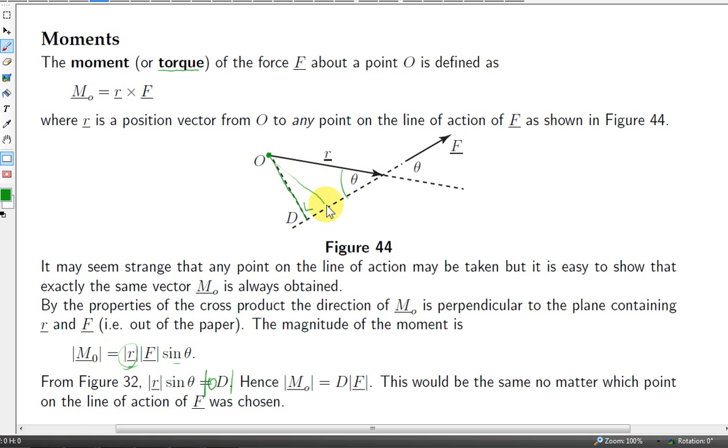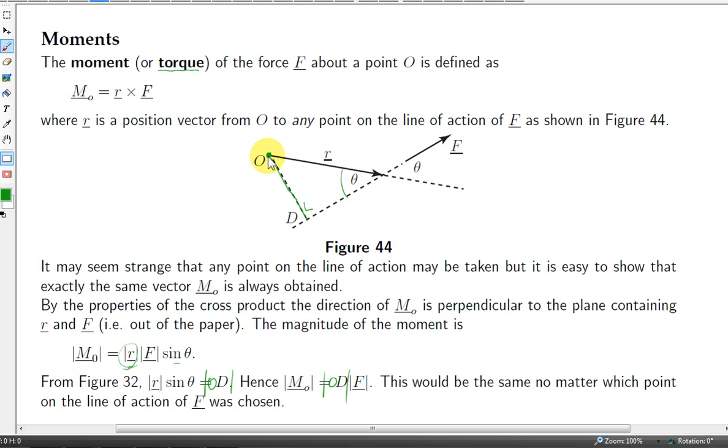So I could have done the same for this vector here, and this angle would be theta, and if we multiply the magnitude of R by the sine of theta, we will always get the distance of O to D. So you see that we can write the magnitude of the moment of F about O as the distance of the point O to D multiplied by the magnitude of F.